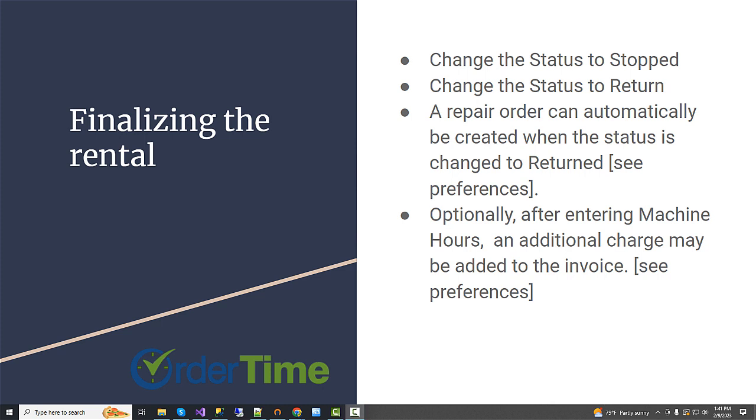Here we have a repair order that can automatically be created when the status is returned. Typically, sometimes you want to refresh or clean the equipment, so you put it on a repair order so that you can do those types of things. And then optionally, you can enter machine hours, and if the machine hours exceed their allowable time, they will also be charged an additional charge for that. So we're going to do that now.